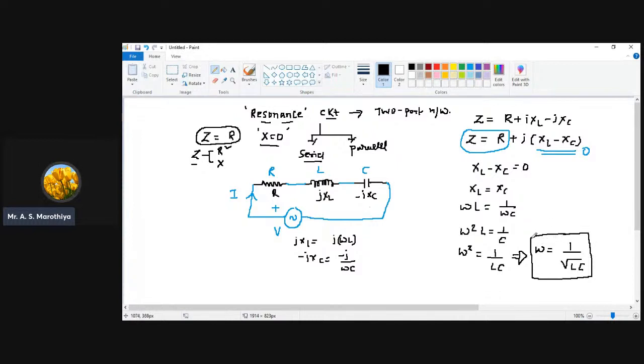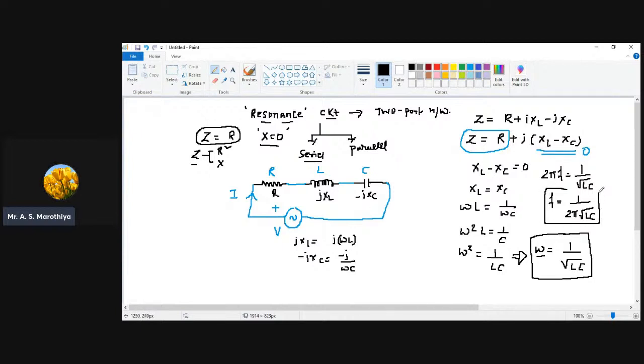In the same way, we can find out this expression in terms of normal frequency, that means in hertz. So how to find out that? Now see, we know that omega is nothing but 2 pi f. So I can write this as 2 pi into f is going to be equal to 1 upon under root of LC. Or I can write this as f is going to be equal to 1 upon 2 pi square root of LC. This is very important.